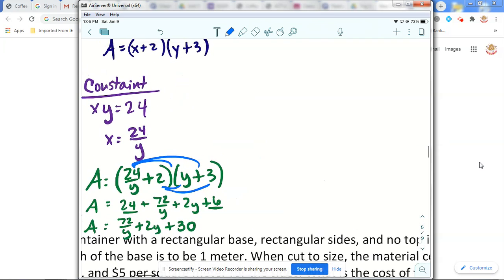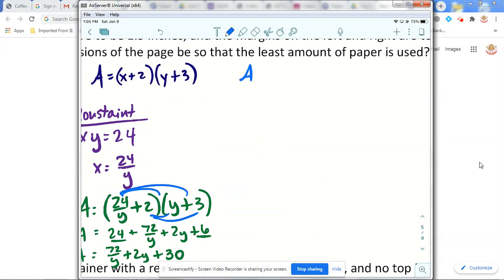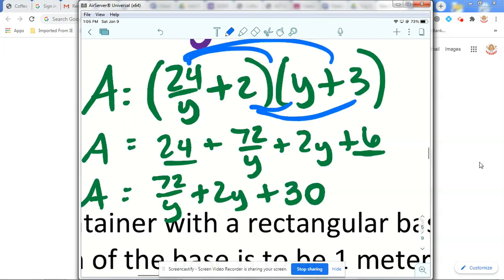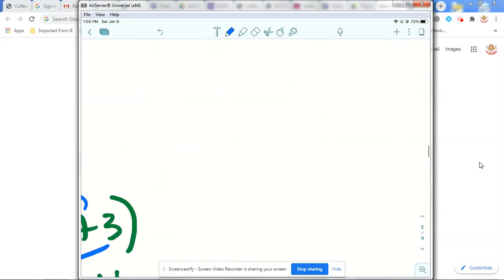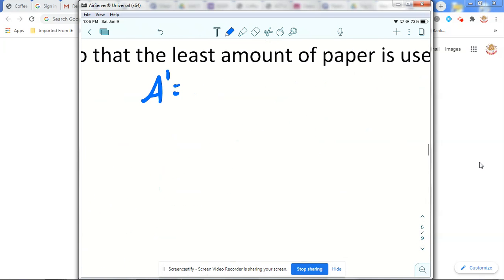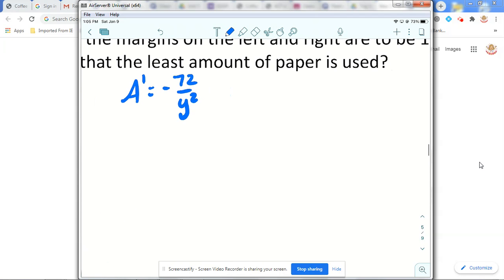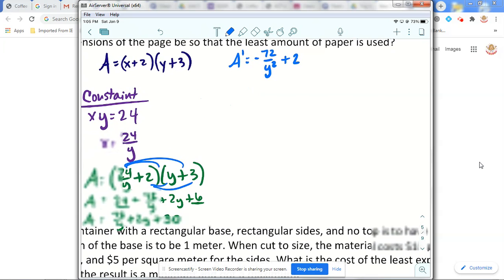All right, and then I'm ready to find the derivative. This is another one that we've been talking about whenever you have a number over a variable. So remember, we just change the sign of it, and then if that variable is only y, no exponent, we make it y squared. All right, and then the derivative of 2y is just going to be 2, and the derivative of 30 is 0.